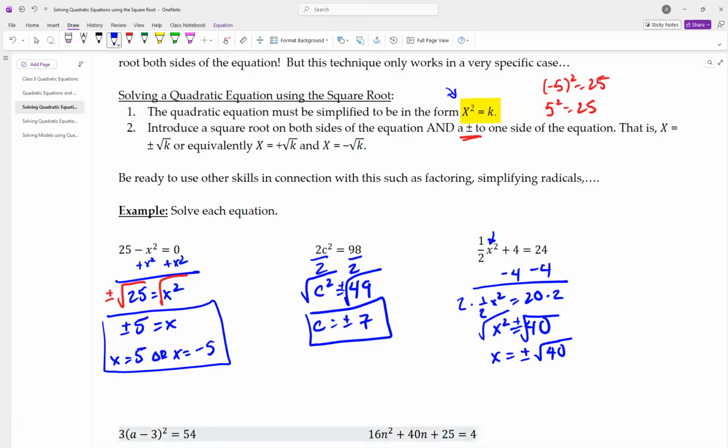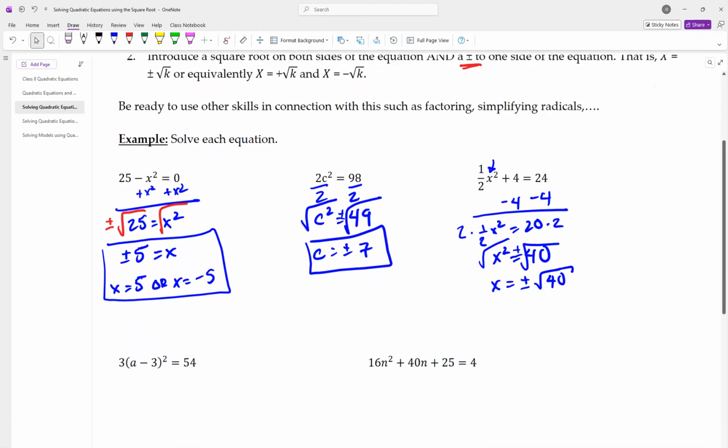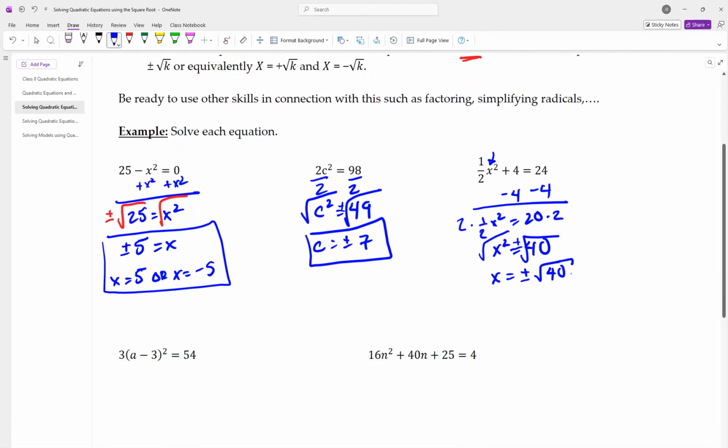And we have worked with radicals, so we can simplify this. 40, I'm thinking about my numbers, so this is 4 times 10, right? And 4 is a nice square root, so I could actually write this as plus and minus square root of 4 times square root of 10, which gives me plus and minus 2 square root of 10. And I want to try and break down radicals as much as I can, okay? It's a good practice to do so. And you get to show off your math skills, flex your math muscles, okay?